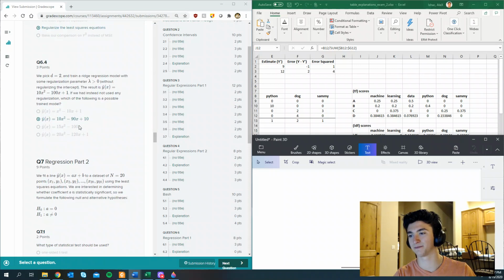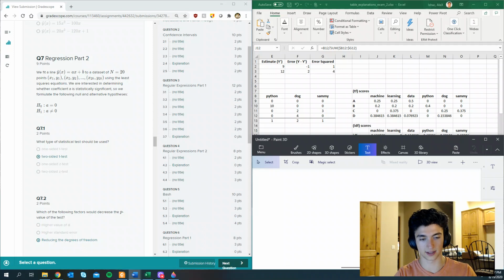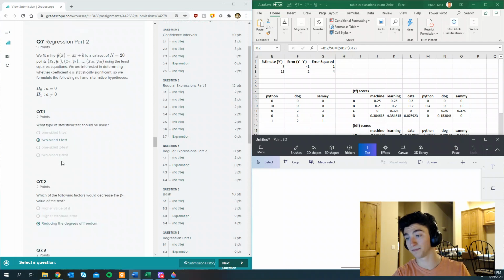7.1. What type of statistical test should we use? I say a two-sided t-test. We use a two-sided t-test because we don't know the standard error, sigma, and because our data set n is less than 30. That's the explanation for 7.1.